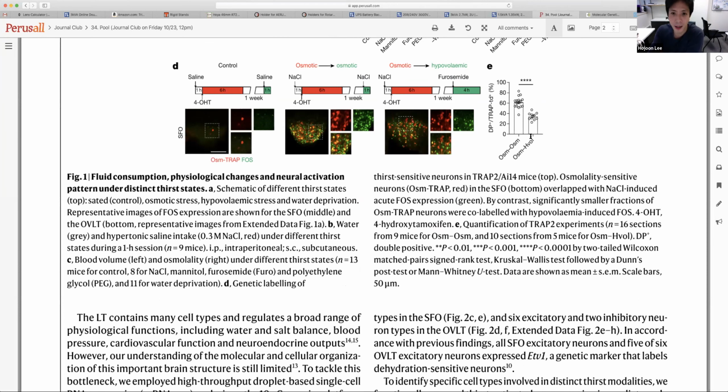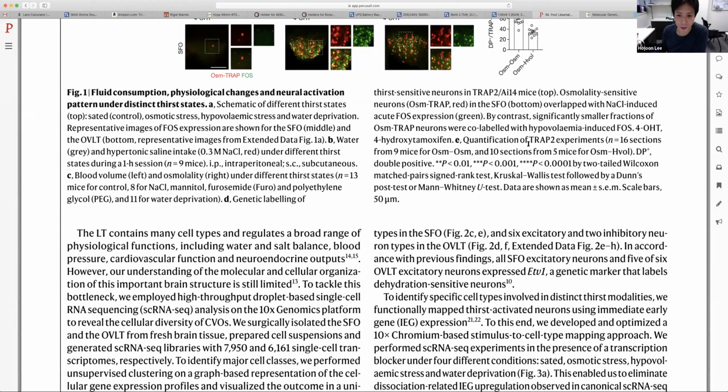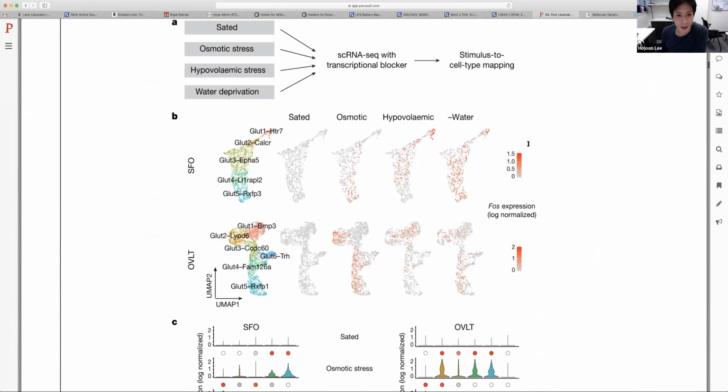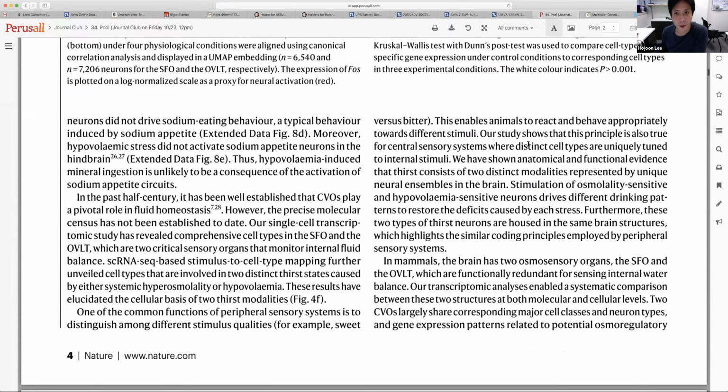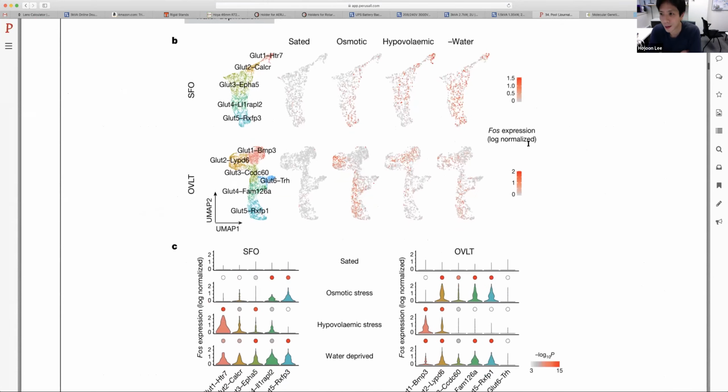So right. I think by the time that you have this first figure, your roadmap is pretty clear on what you have to do. Yeah. So they do all this work, and then they do this, and then at this point, probably, if you were doing this project, you would come up to me and say, look, I need to make mice from Jackson that have HTR7 Cre, CalCR Cre, EFA5 Cre, right?